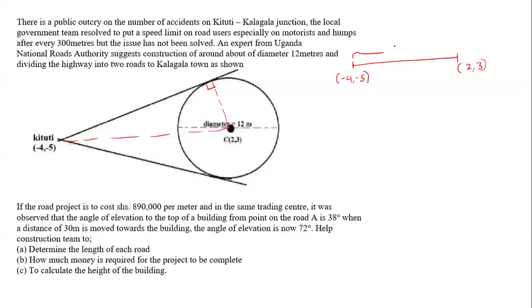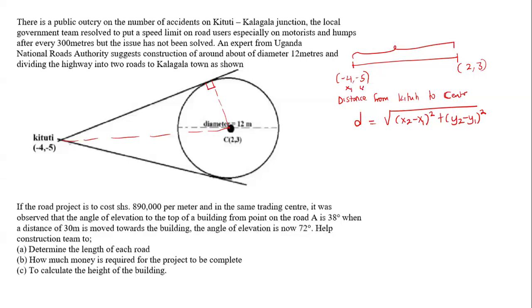So we need to first find out what is this distance here. Earlier on, I told that in order for us to get the distance, I will say the distance from Chituti to the center. So we say that distance, which I can call d, we said is always given by square root of x2 minus x1 squared plus y2 minus y1 squared. Now here, this one can be your x1, y1. This one can be your x2, y2. Even the other way around, it is very okay.